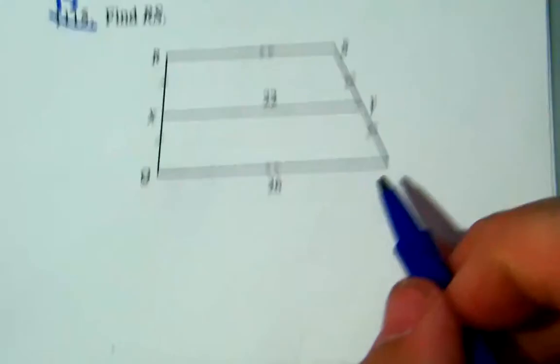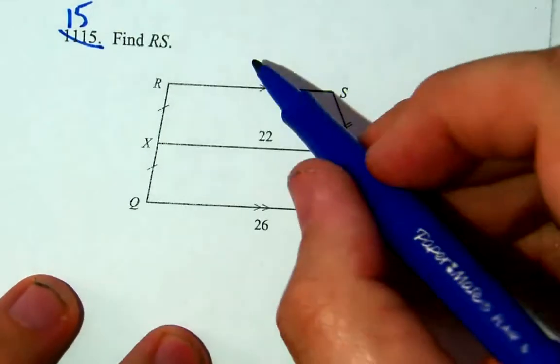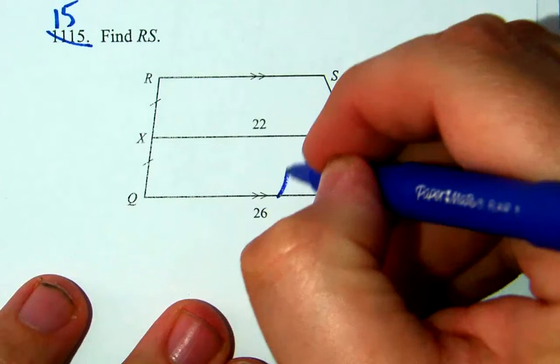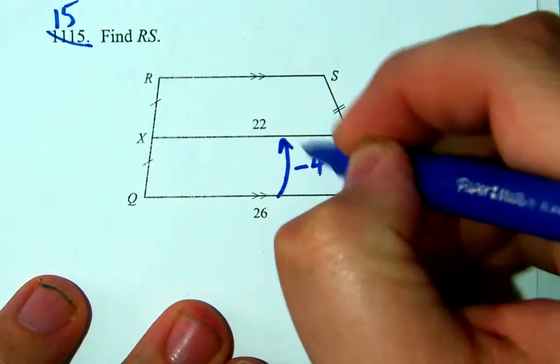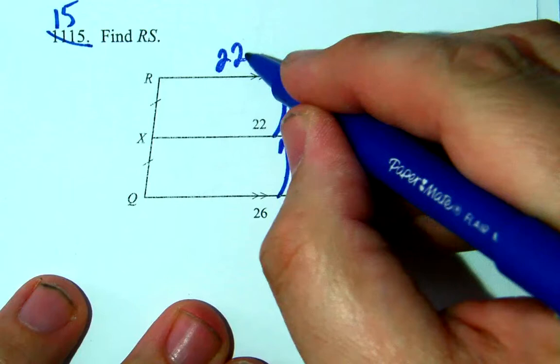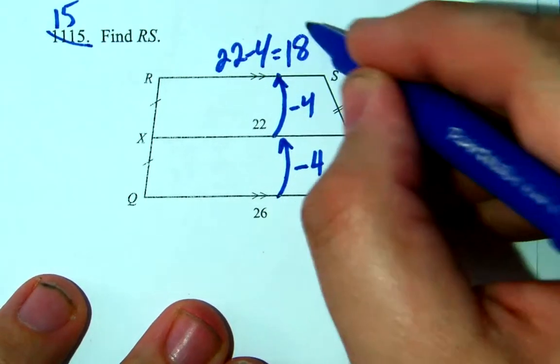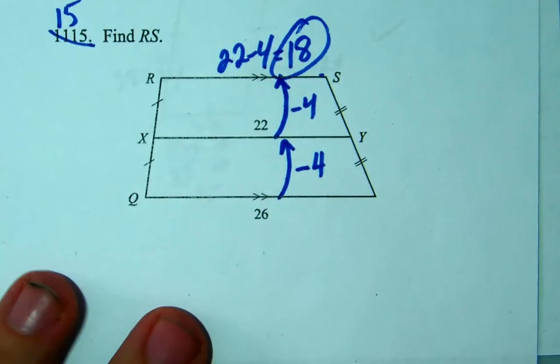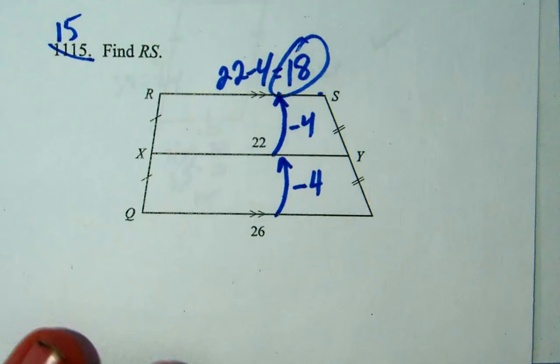And finally, last but not least, we need to find RS. To go from 26 to 22, we're going to subtract 4. So I need to subtract 4 there. So I get 22 minus 4, which is 18. So that's the test. We will be retesting Wednesday.